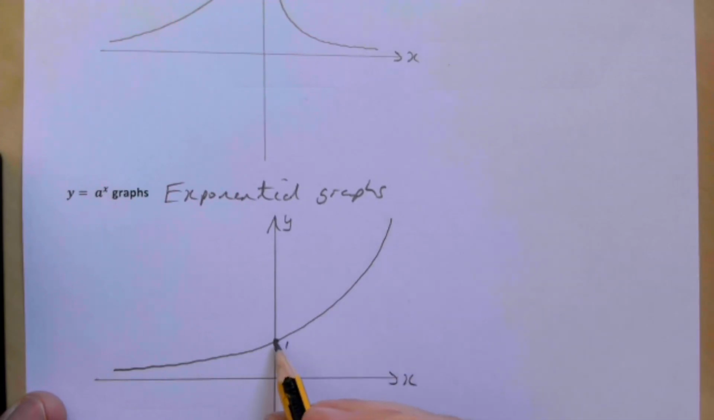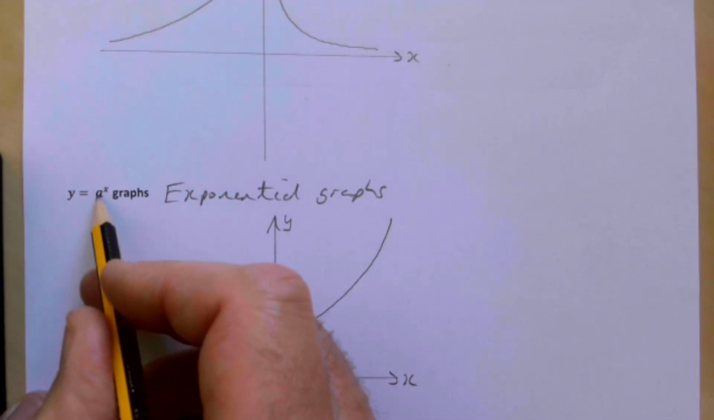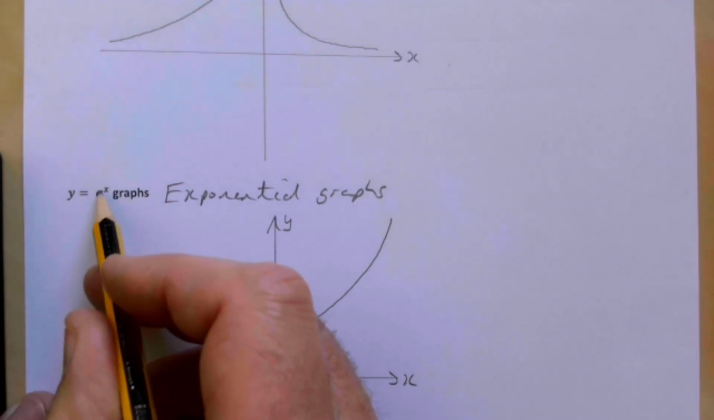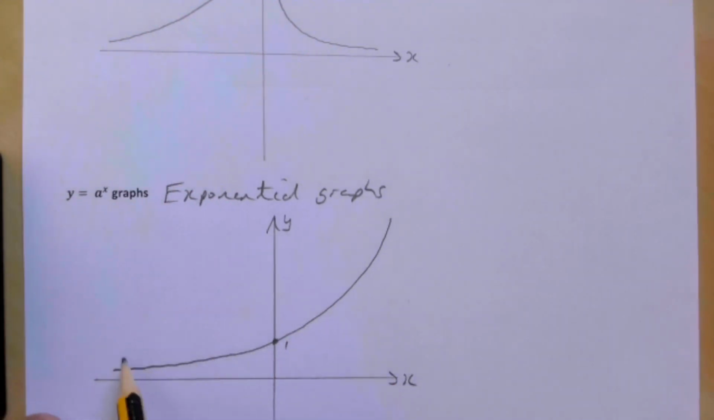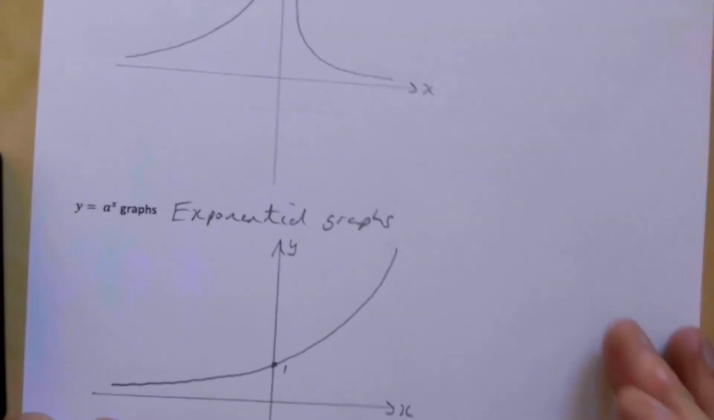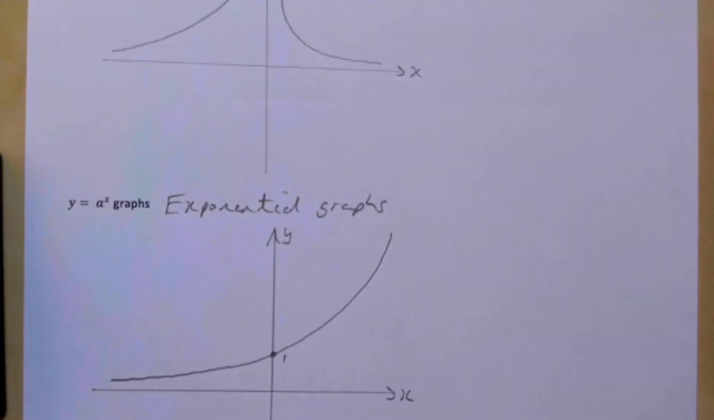Remember, whenever x is negative, a to the minus 1, a to the minus 2, it all means 1 over, so it's 1 over a squared, so it gets smaller and smaller, and you actually get an asymptote heading this direction here. So that's just some of those other graphs that tend to appear from time to time.